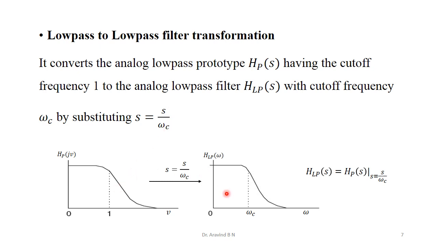So this is the diagrammatic realization we are going to have. This is the analog low pass prototype with cutoff frequency 1. By applying S is equal to S divided by omega C, we are going to convert this to the actual low pass filter with the cutoff frequency omega C.